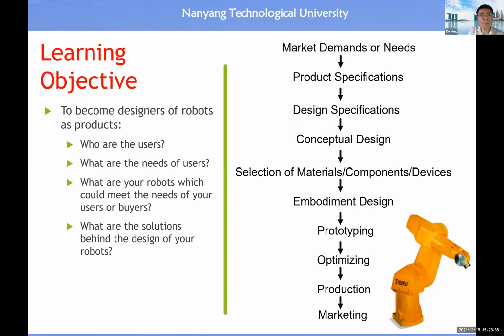Question number 1, who are the users? Question number 2, what are the needs of the user? Question number 3, what are your robots which could meet the need of your user or buyer? Question number 4, what are the solutions behind the design of your robot?